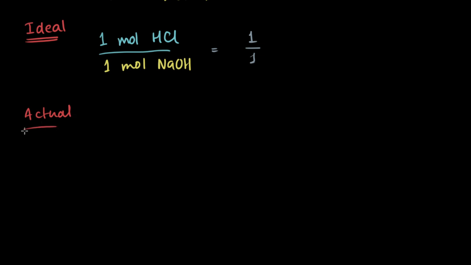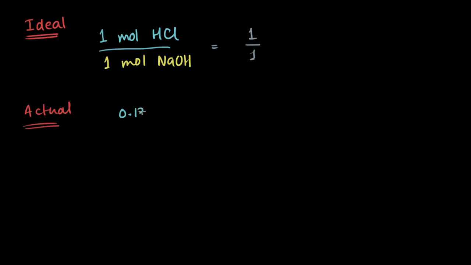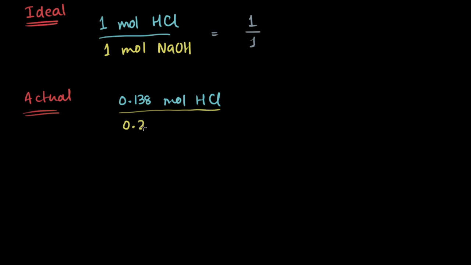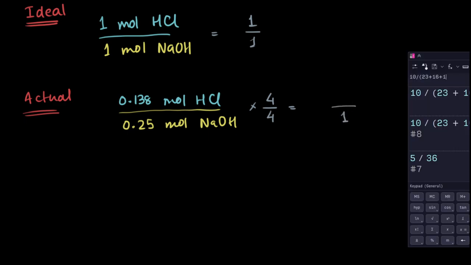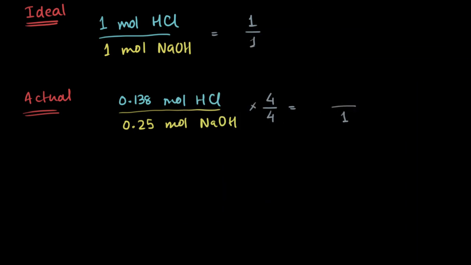But let's do it for the actual scenario now, which is the given amount. We are given 0.138 mole of HCl and 0.25 mole of sodium hydroxide. To make it less complicated, let us multiply the numerator and denominator by 4 so that this becomes 1, and we'll be left with 1 here. Let me calculate the numerator, which is 0.138 times 4, and that is 0.552.